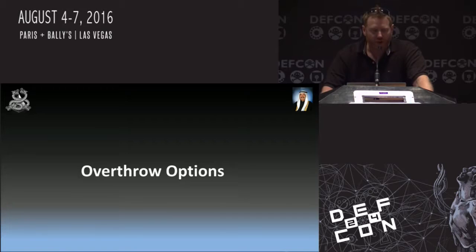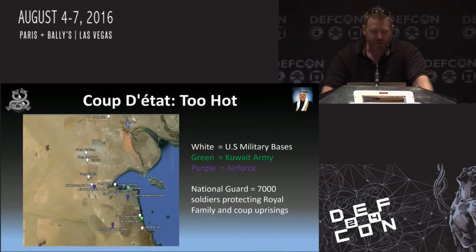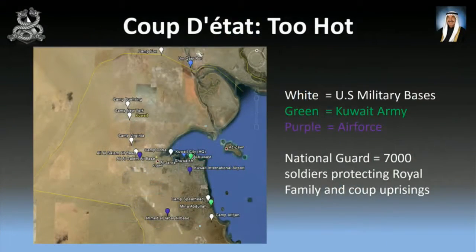So what are our options for overthrow? Elections? No. There's no real elections. Those 3 top parties there, the Emir, Crown Prince and the Prime Minister, there's no elections for those guys. The elections are for the guys below that. So we're not going to look at the election. Coup d'etat? No, it's too hot. So here's a map of Kuwait. The white dots is the US military bases, the green is the Kuwait army, and the purple is the Air Force. They also have 7,000 soldiers protecting the royal family. So coup, I'm not a big fan of racing against those forces. So it looks like revolution is our only option.